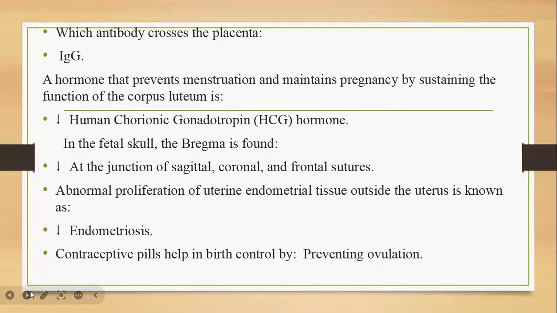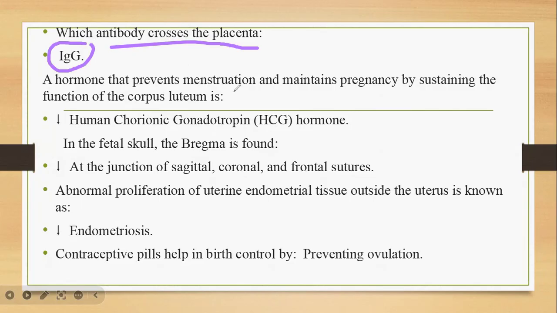First of all, the first question: which antibody crosses the placenta? IgG is the only one which crosses the placenta, and you should have this knowledge. And if you talk about which immunoglobulin is present in breast milk, that is IgA.